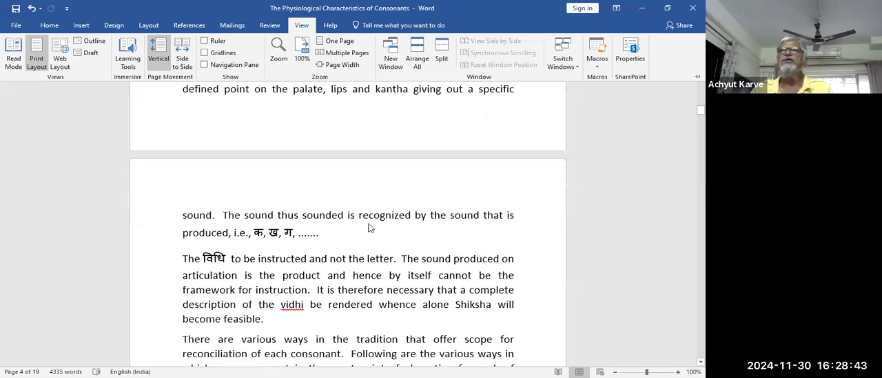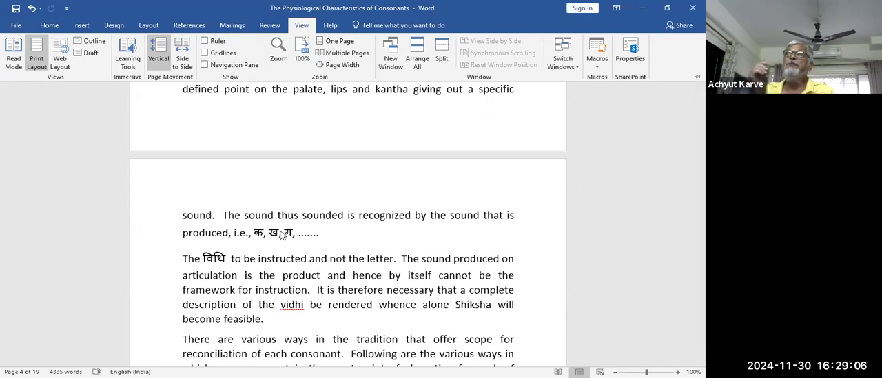The sound thus produced is recognized by the sound that is produced. What is produced is represented by the same thing. Now, this becomes a problem. So, if we have to define ka or ta, it is not sufficient that I say ta, this is ta.